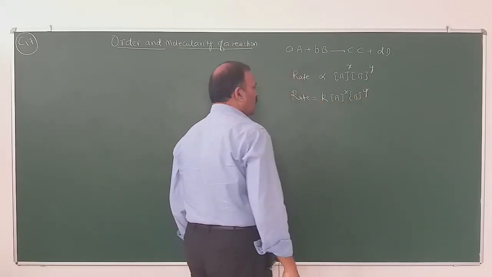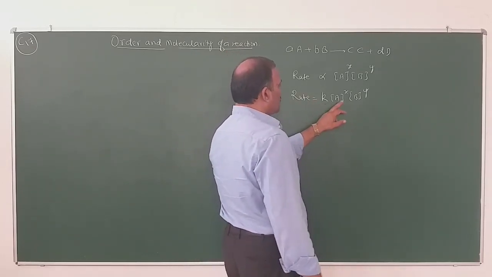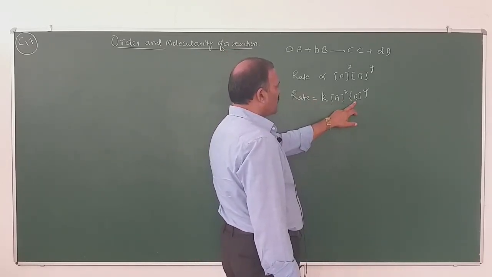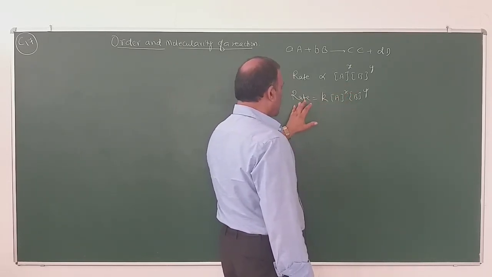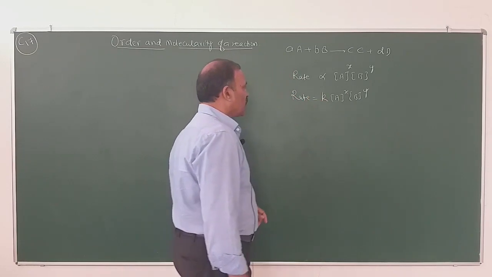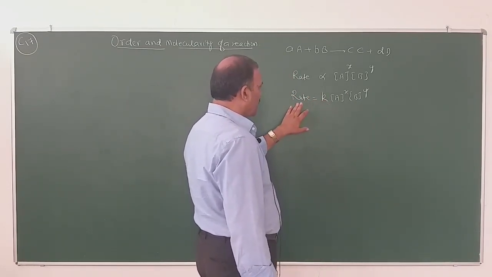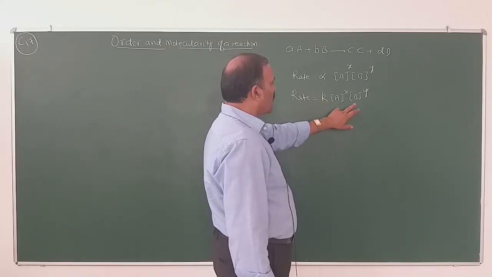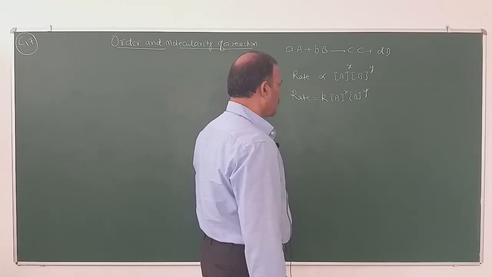Here K is called rate constant. When concentration of A is equal to 1 molar, concentration of B is equal to 1 molar, then K is equal to rate. What is the definition of rate constant? Rate constant is equal to rate of the reaction when the molar concentration of reactants are unity. So that is the definition.